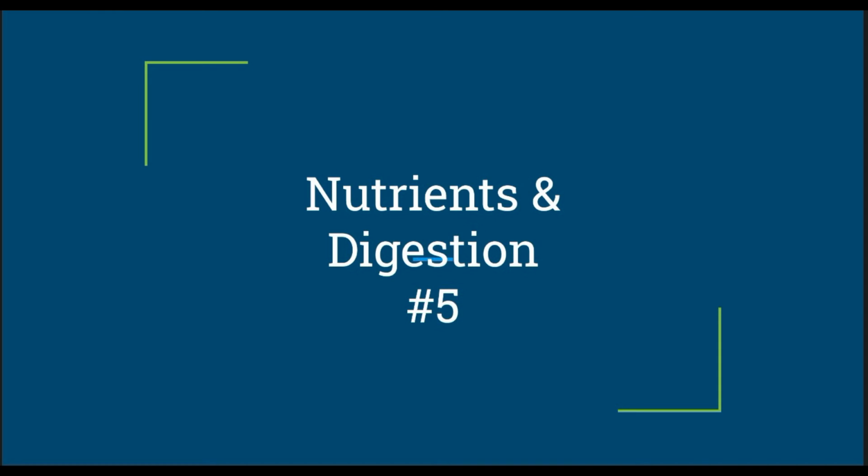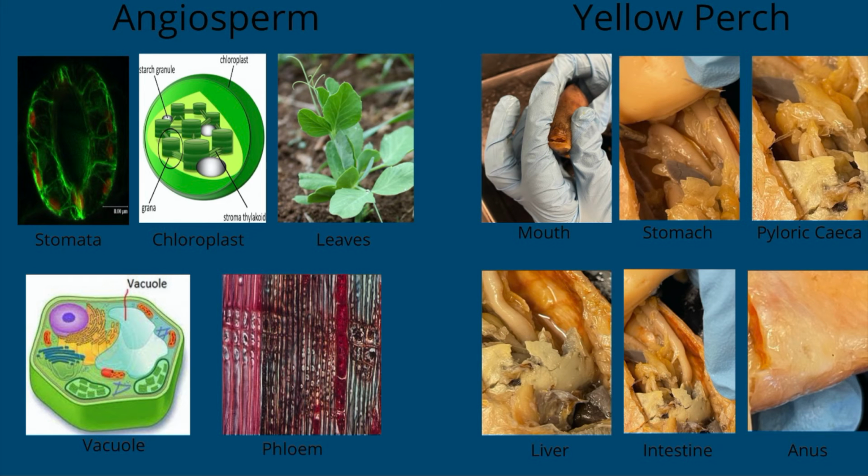Nutrients and digestion. Angiosperms are part of trophic level 1, primary producers. They are autotrophs, meaning that they receive nutrients through photosynthesis, where they capture sunlight in the chloroplast of their leaves and take in water through their roots and carbon dioxide through their stomata, which are holes in their leaves. Then, in the stroma of the chloroplast, they convert carbon dioxide, water, and sunlight into glucose for nutrients and produce O2 as a byproduct, which exits through the stomata with the excess water.